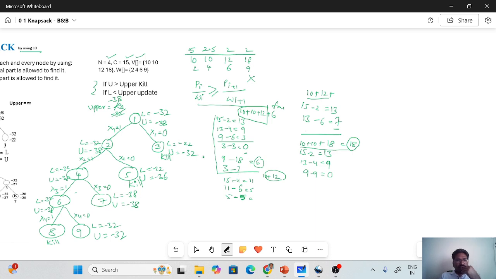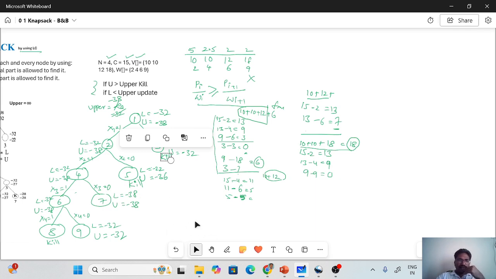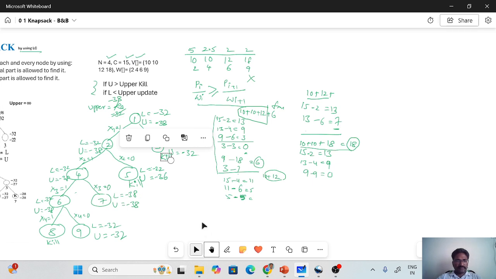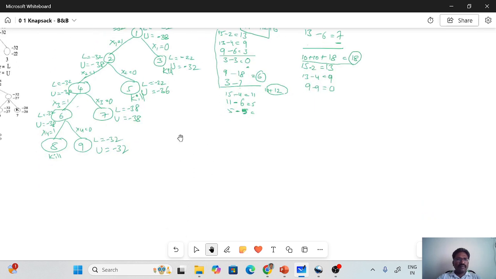Now observe which node I want to expand. 8 is killed, 5 killed, 3 killed, nothing but 7 and 9 remain. Which has the minimum cost? 38. So now I want to expand 7. When I expand it, like this, x4 equal to 1 and x4 equal to 0.